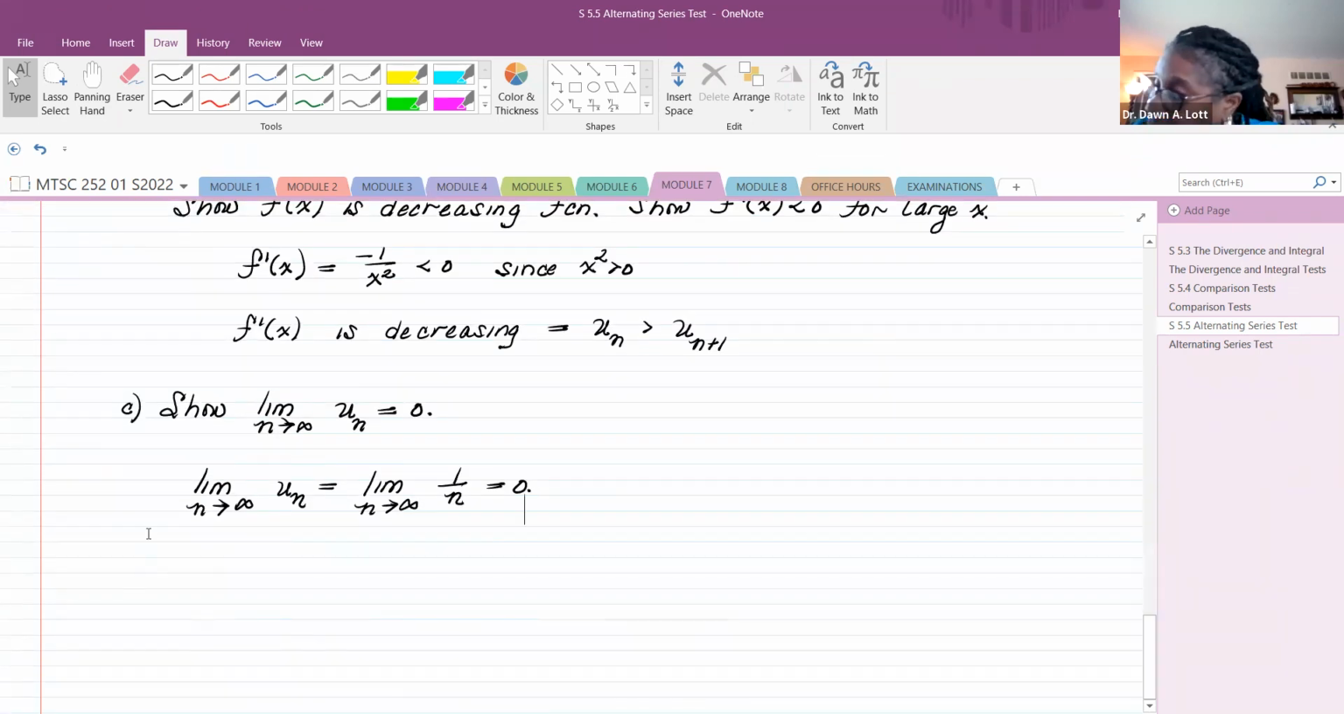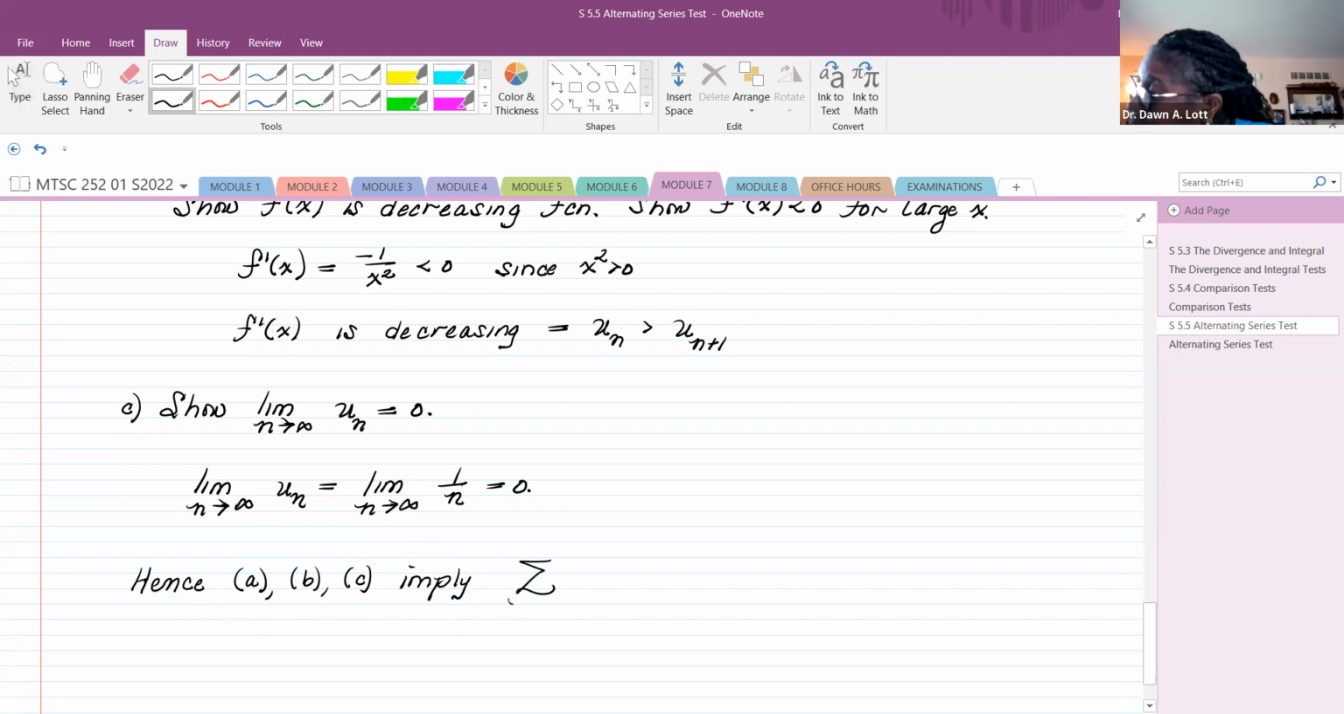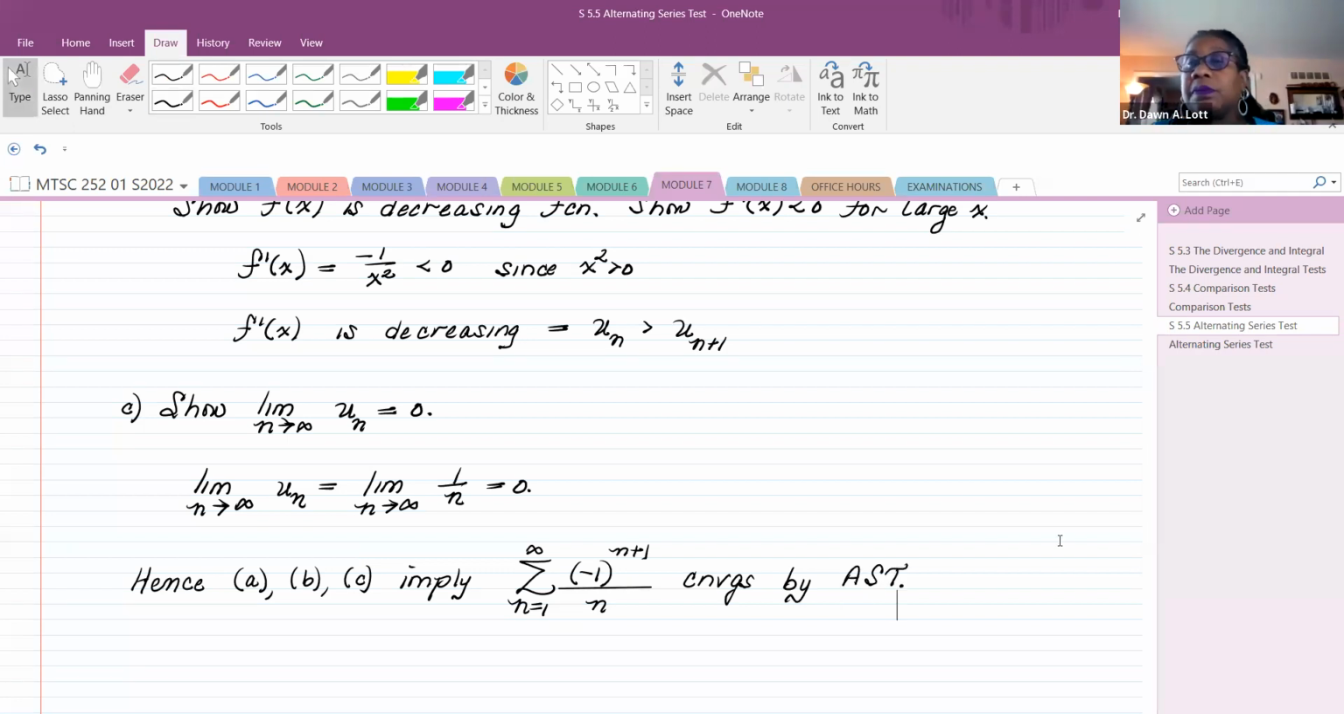All right. Hence, A, B, and C imply the summation from n equals 1 to infinity of (-1)^(n+1) over n converges by the alternating series test. Okay, any questions about that?